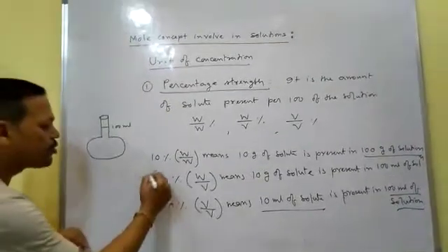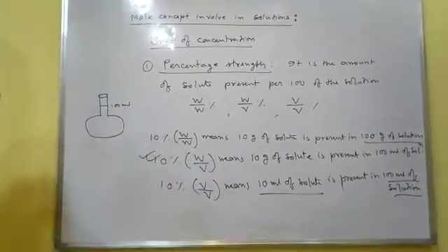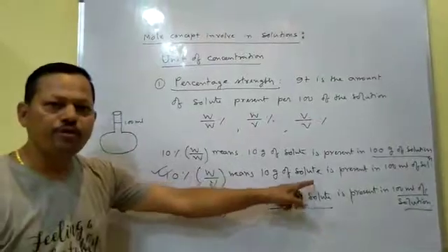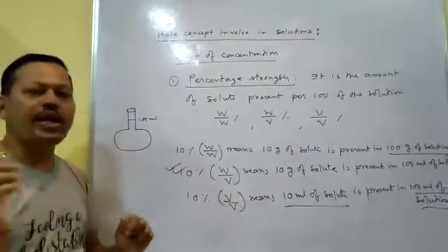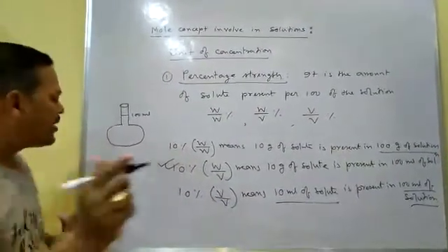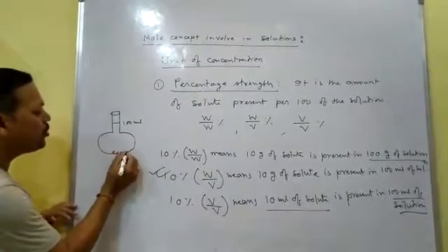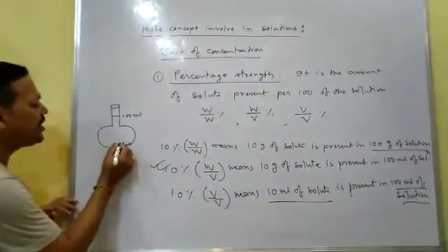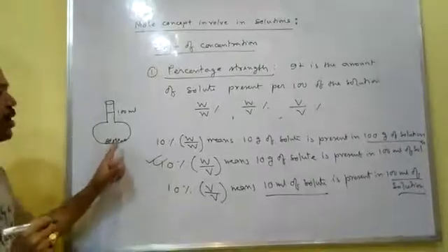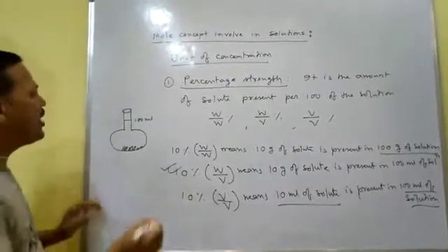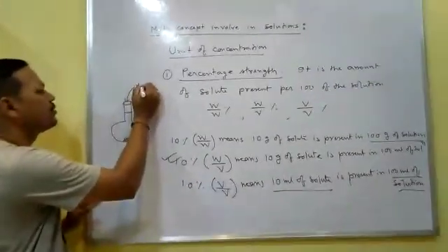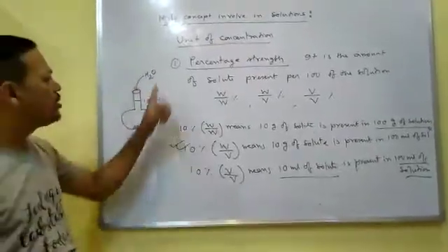So how to prepare this solution? W by V solution. 10 gram of solute you have to take. So first you measure 10 gram of solute in balance, and that 10 gram solute you take in your volumetric flask. This is the 10 gram solute. First you have to take the solute. After that you add the water. I mean, after that you have to add the solvent.